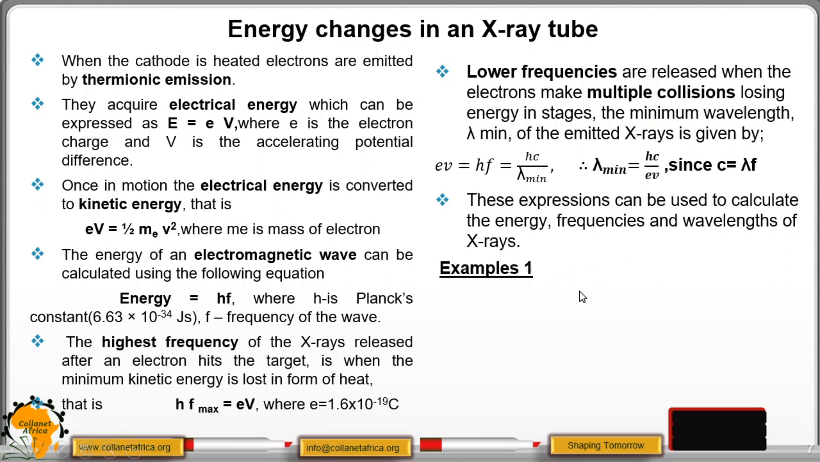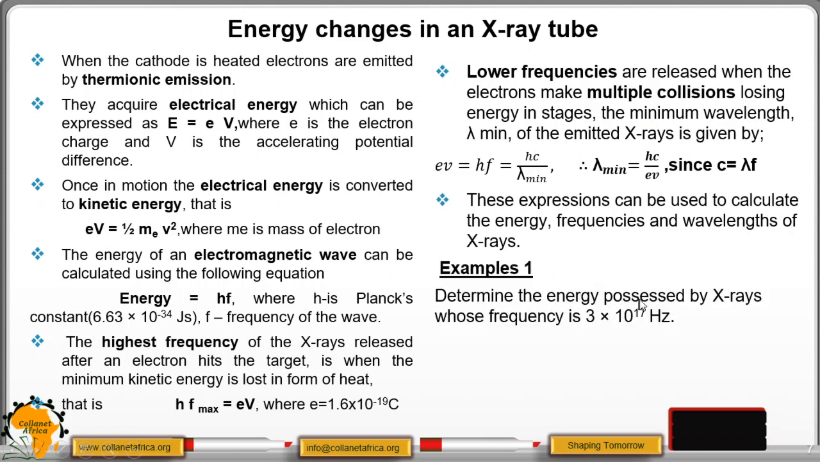We look at the first example. Determine the energy possessed by X-ray whose frequency is this one. Now for you to get the energy, we are using the energy of electromagnetic wave. That is E is equals to hf, where h is the Planck's constant. This is 6.63 times 10 to the power negative 34 multiplied by this.